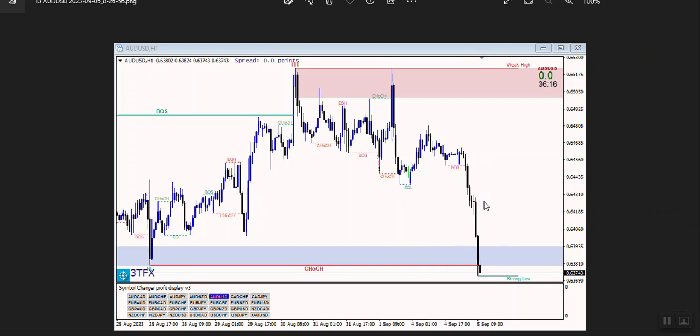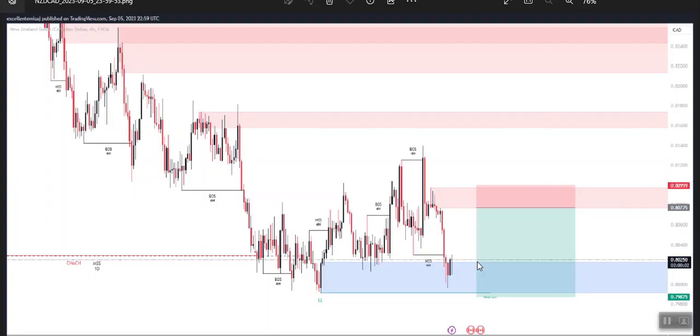I also want everyone to know that I do not just take entry when price gets to the zone. I wait at the lower time frame for a reversal pattern. In case of buy, I look for a bullish pattern. For sell, I look for a bearish pattern before I take the entry. Do not just jump into taking the trade. So AUD USD didn't give me any entry.